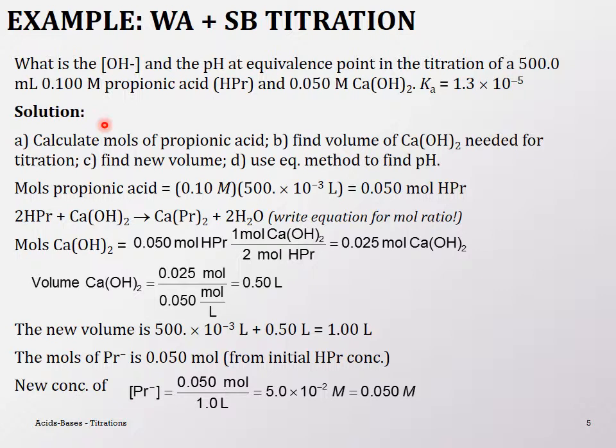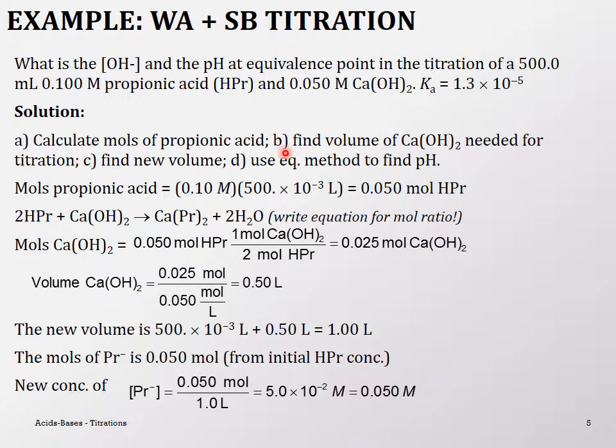There are going to be 4 parts to this problem, 4 or 5, depending on how you view this. First of all, we're going to calculate the moles of propionic acid, and we can do that because we have the volume and molarity given to us. Then we're going to find the volume of calcium hydroxide needed.